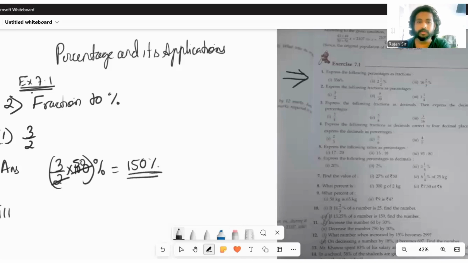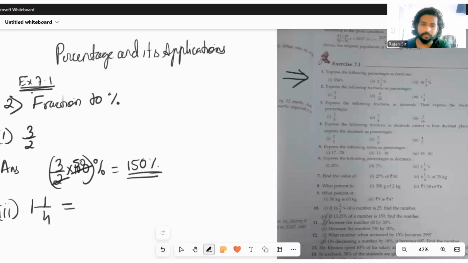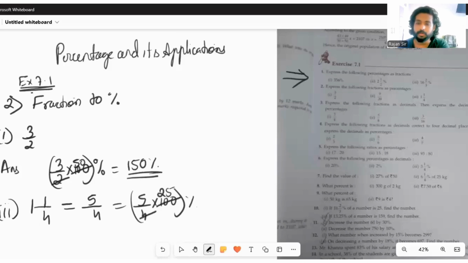Let's go to the third one. You can try the second one on your own, and if you're not getting the second one, please write in the comment section. I will solve it. 1 and 1 over 4. So first to simplify this, we have 4 plus 1, 5 by 4, and now when you're writing it, you can write 5 by 4 into 100 and then write a percentage as well. Now I can cut this one. 4 25s is 100, and then we have 125. So this is 125 percentage.